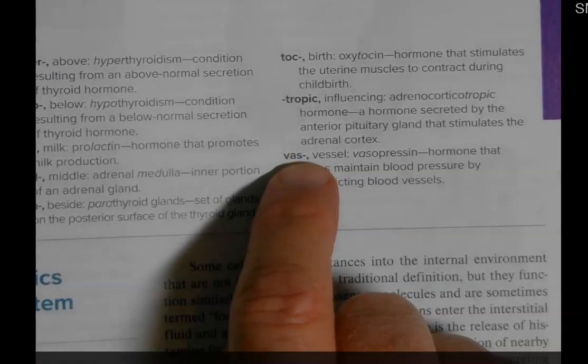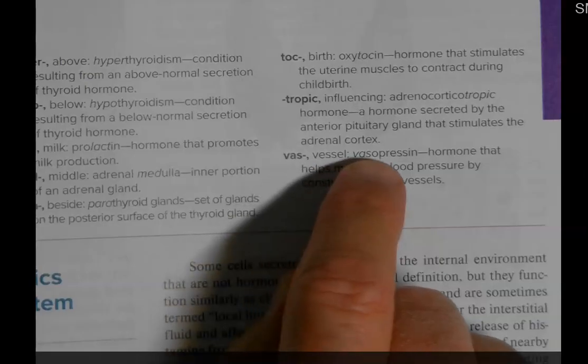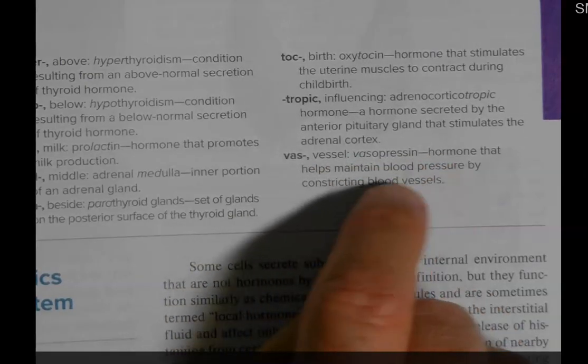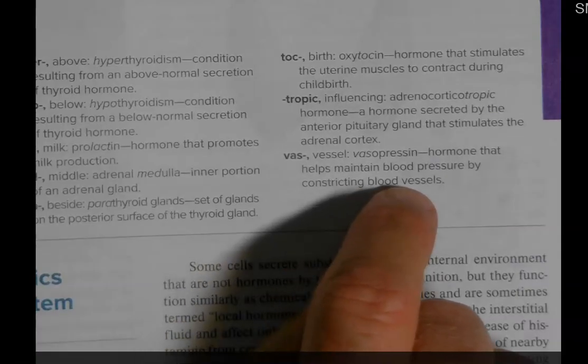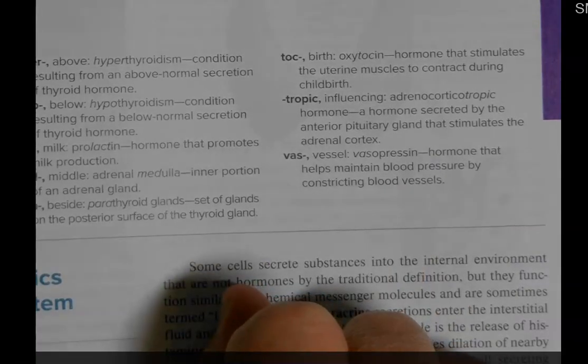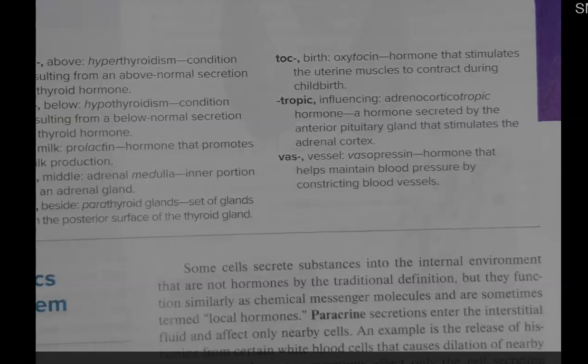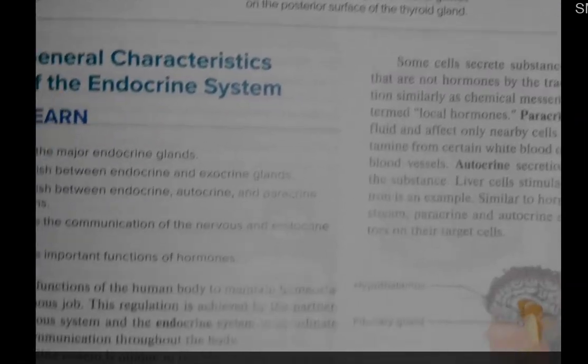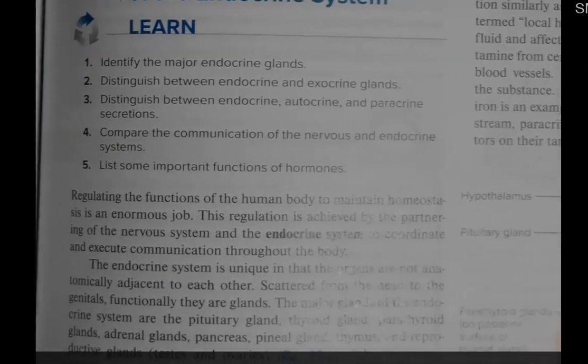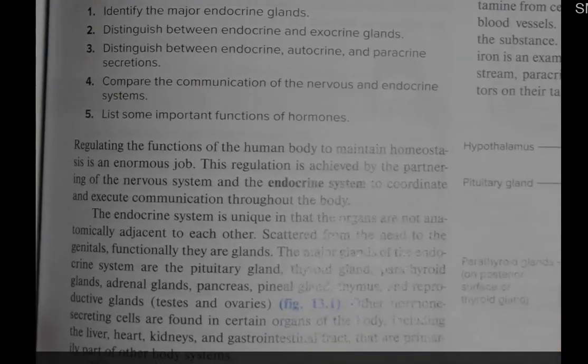Lastly for this chapter, vas refers to blood vessels. Vasopressin is a hormone that helps to maintain blood pressure by constricting blood vessels. All right, let's see how long I've been talking here. We've got a little bit over 8 minutes in, so I will continue on for now. I try not to get these videos to be too terribly long.